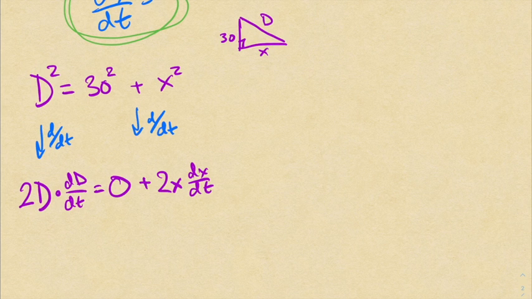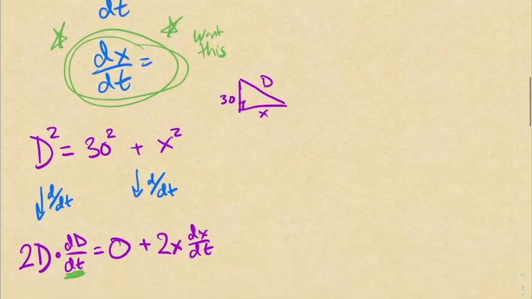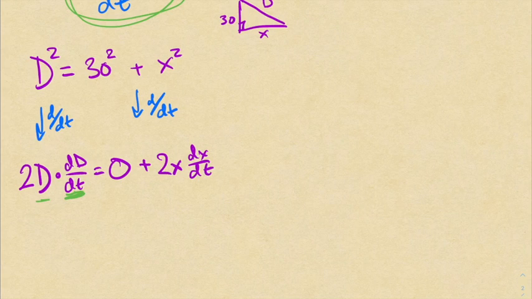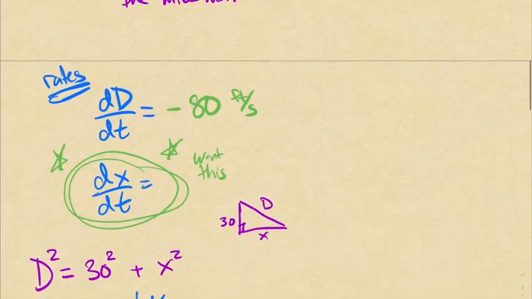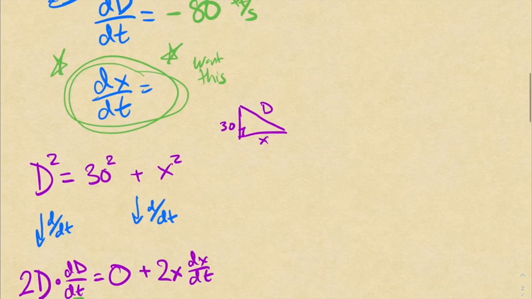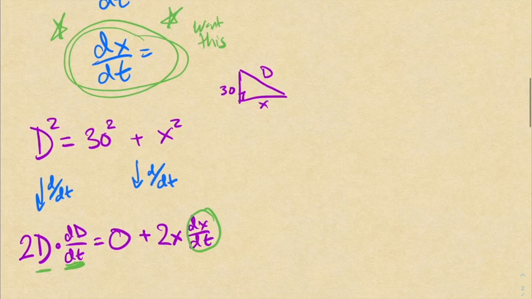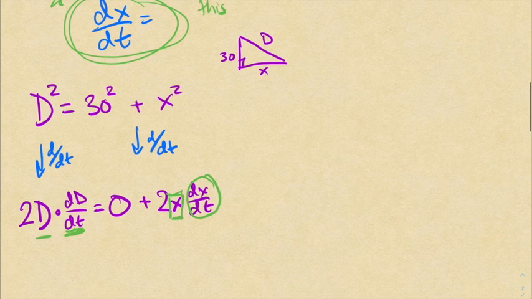Now, we have a value to plug in for dd/dt, that was this minus 80. We have a value to plug in for d, that was this 50. dx/dt is the thing we want, but then you'll notice there's one piece that we can't plug in yet. Well, I think we can actually.